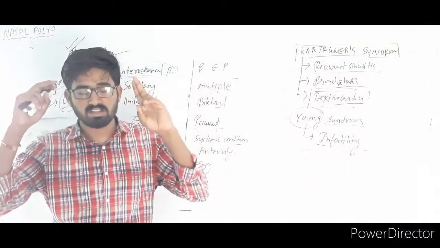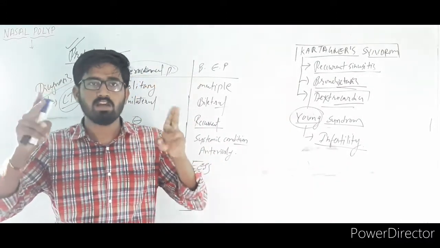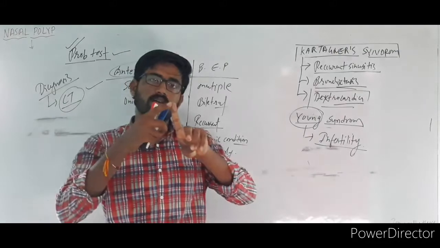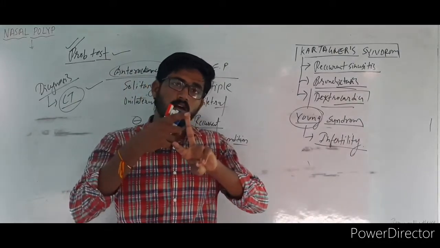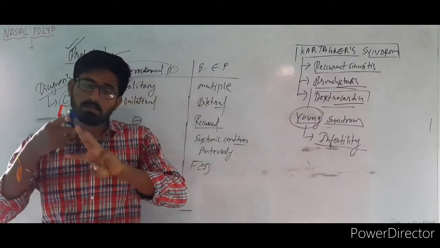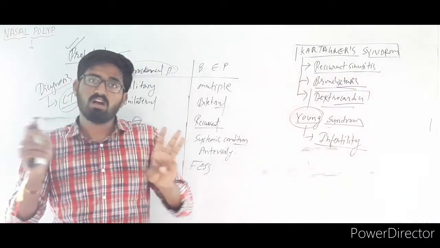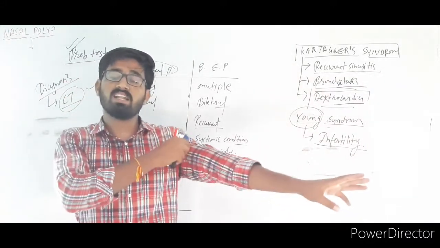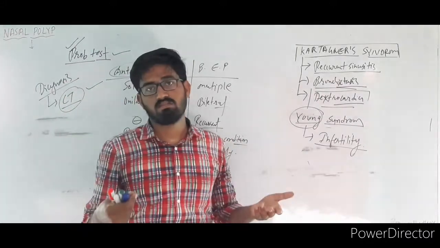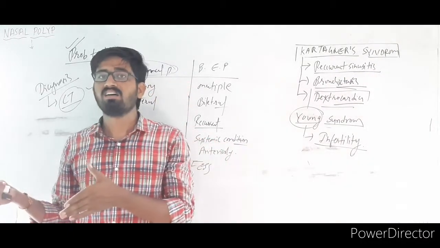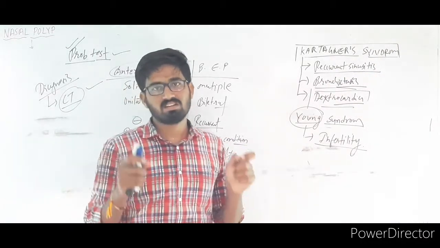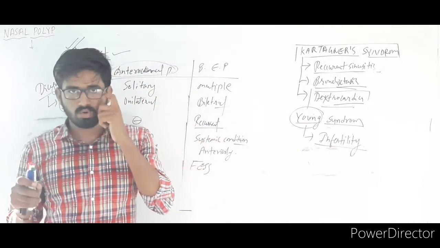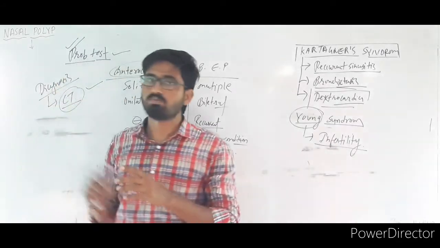Whenever polyps come to your mind, you have to think of poor blood supply, poor nerve supply, and the Bernoulli theorem. That's all. After that, for ethmoidal polyps, we have to think about systemic conditions, and for the other, only infections. So I hope you understood nasal polyps. Thank you.